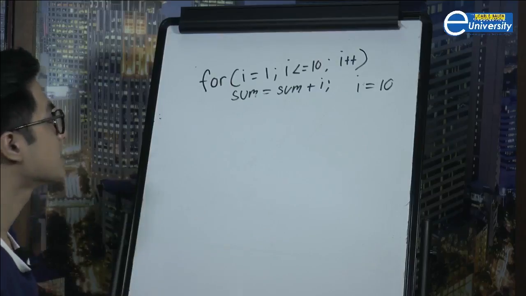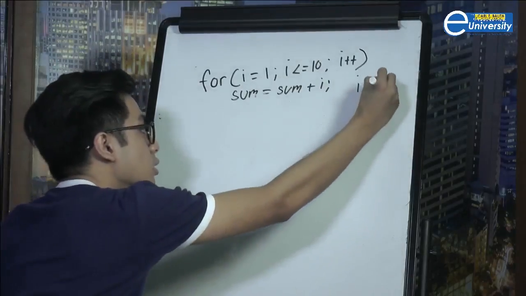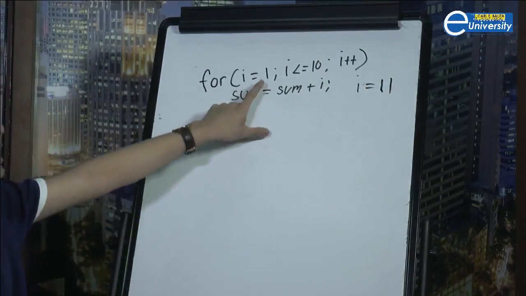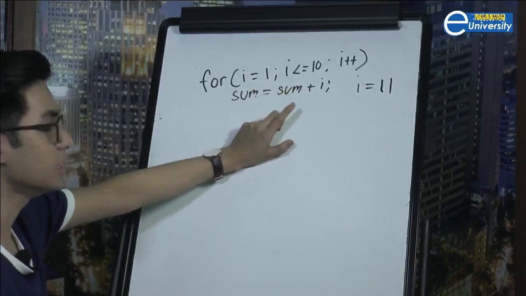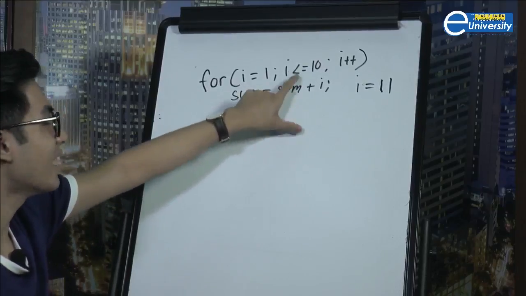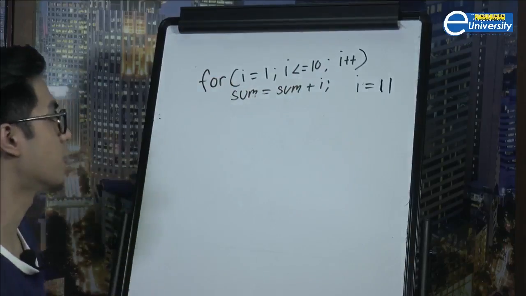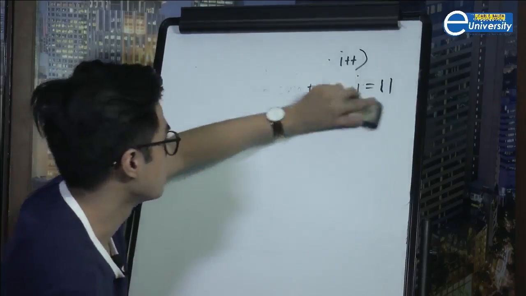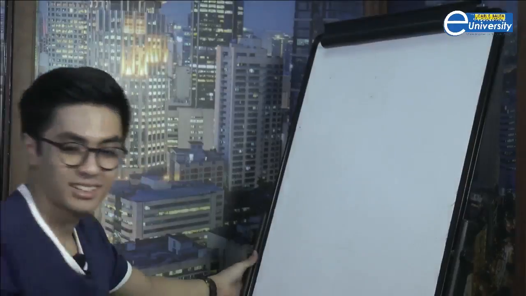But since you already executed the statement, I will become 11. So when I is equal to 11, for I equals 1, I less than or equal to 10. Is 11 less than or equal to 10? I think not. So since the validation statement is false, we should now exit the for loop. So okay, let's go back to our program. Always check the validation statement when using for loops.